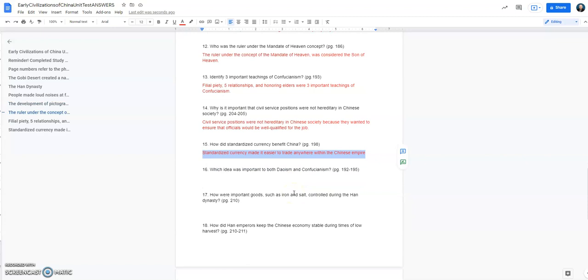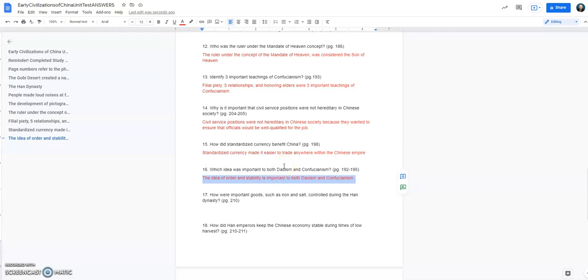16. Which ideas were important to both Taoism and Confucianism? That would be the idea of order and stability. Both of these philosophies were trying to solve the problem: how do you have an orderly, harmonious, and peaceful society, right? Taoism and Confucianism, they both had similar goals. They both were trying to achieve similar things.